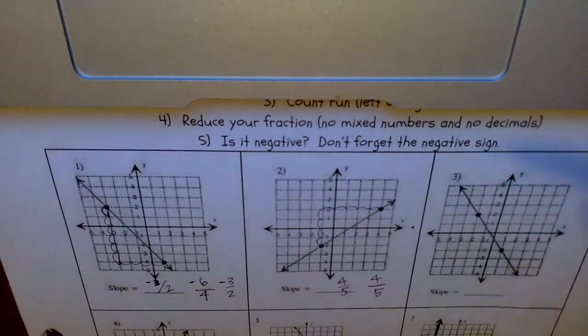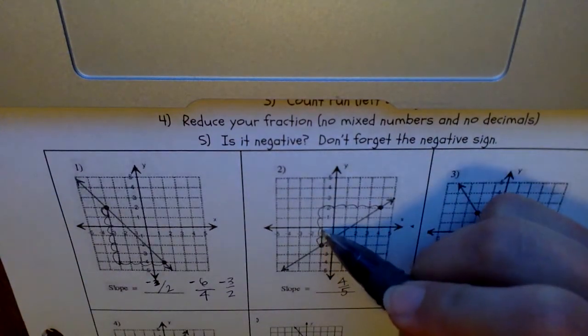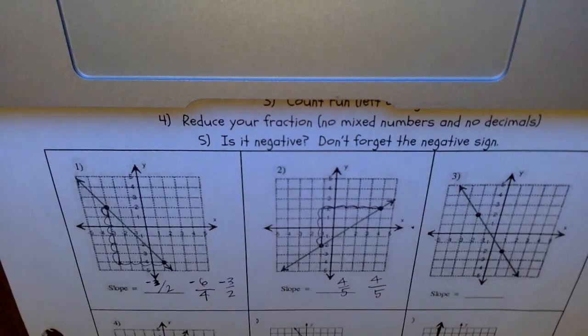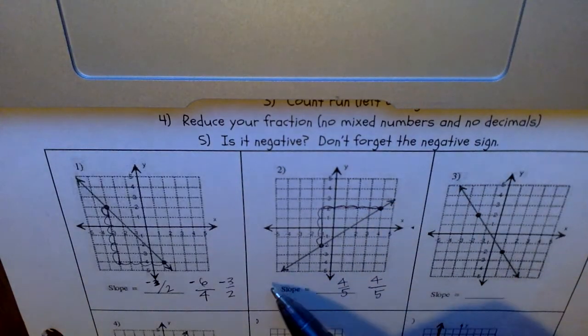And again, if you don't like to do the little loops, you can just go straight. 1, 2, 3, 4. 1, 2, 3, 4, 5. And then my slope is 4/5. This is a positive line, and I cannot reduce it.